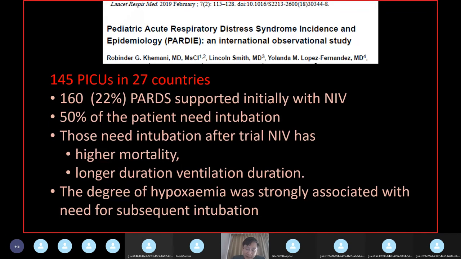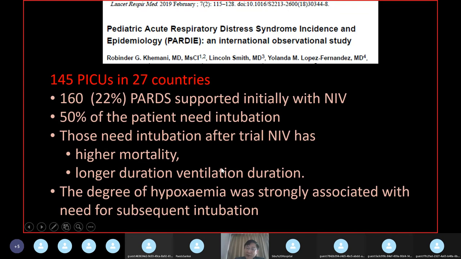But in this study, there are 22% of patients who fulfill the criteria of PARDS started with NIV, right? Out of these 22% of all the patients, nearly half of them require intubation. And you have to remember that within this 50% of patients who require intubation from the NIV, a lot of them have higher mortality and longer duration of ventilation.